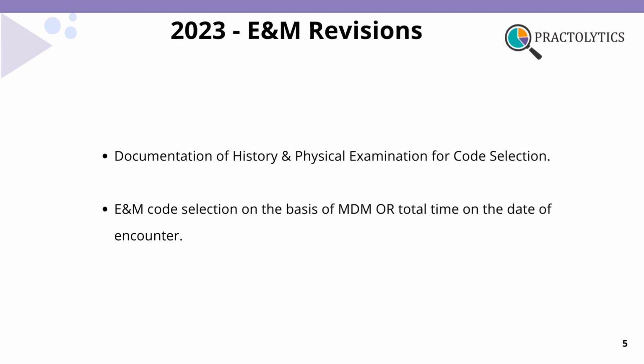So history and physical examination, they are still required. However, they are not used to determine the E&M code selection or the code level. A medically appropriate history and exam should be documented for each encounter, and the nature and extent of history and examination are actually decided by the treating physician. And also, apart from the medical decision making, time can also be used now to select the level of E&M code for inpatient services. However, the time requirements have changed significantly for each code set.